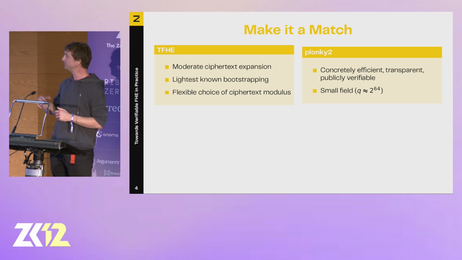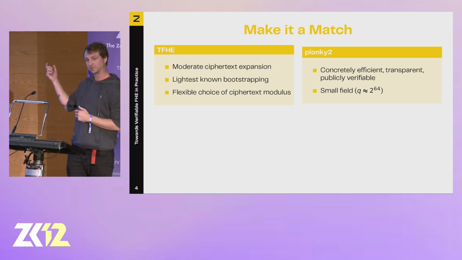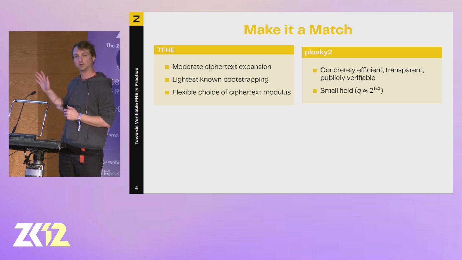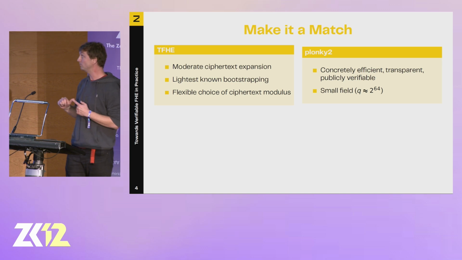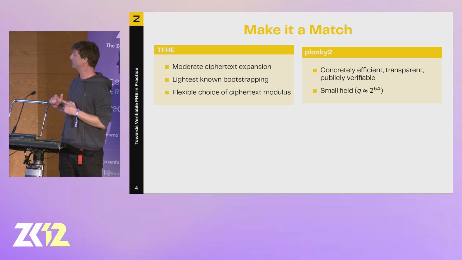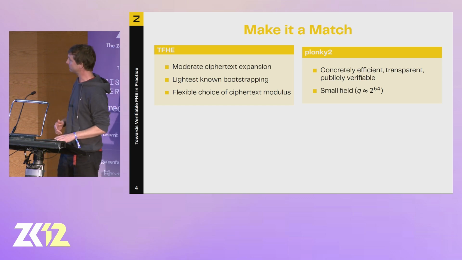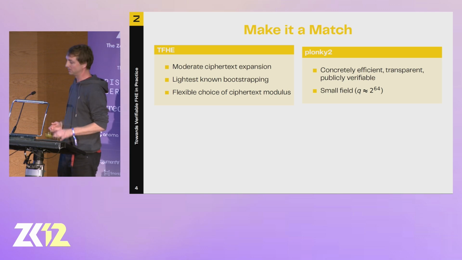And a very nice feature is also that it works with small fields. It works with this prime, which is called the Goldilocks prime, which is around 2^64, right? A 64-bit prime, which makes for very nice efficiency, but it also matches the parameters that we typically choose for TFHE to make this efficient. So it seems these two things match up quite nicely.